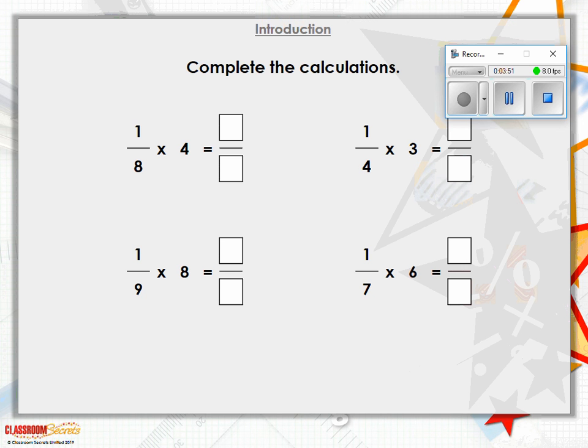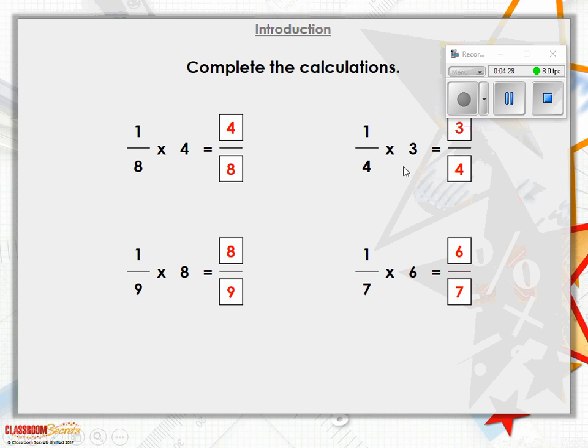Now, don't worry if you haven't managed to complete those. I'm going to go over the answers with you now. 1/8 times 4. 1 times 4 is 4, and then your denominator 8 stays the same. If you wanted to make that smaller in its simplest form, you divide 4 into 4, which is 1. 4 into 8 is 2, so it would be a half in its simplest form.